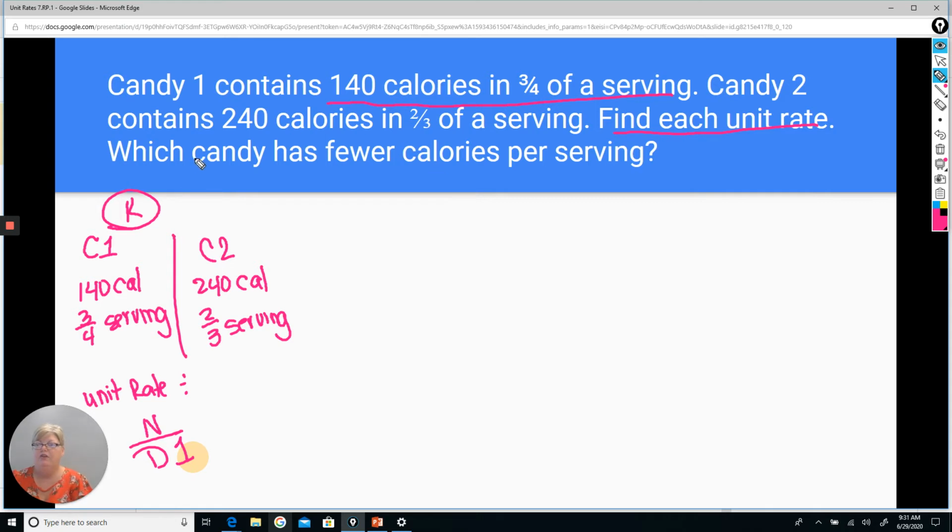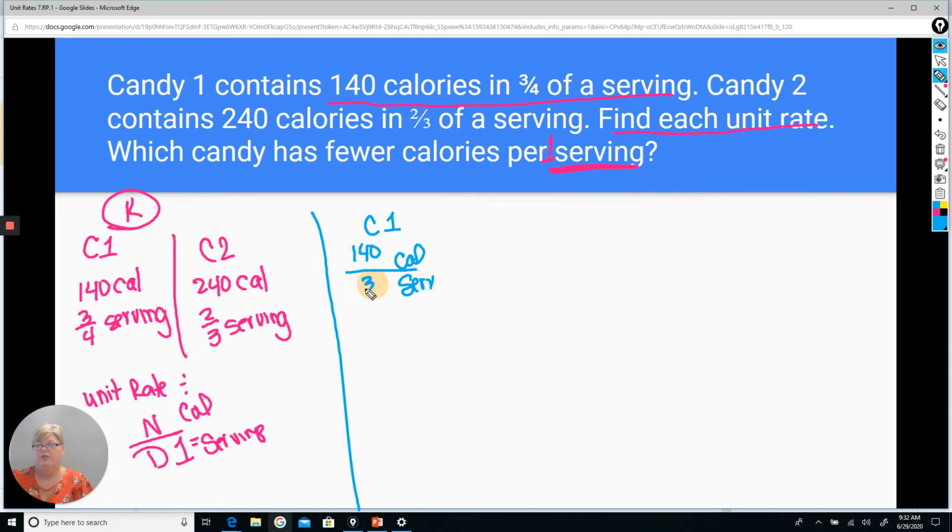one of what, but if you look right here, which candy has fewer calories per serving? This is per 1 serving. So serving is going to be our denominator, okay? The servings. So that means that the calories will go as the numerator. So now let's look at our problems. So for candy 1, remember, we're going to do calories over servings. So I've got 140 calories over 3/4 servings.